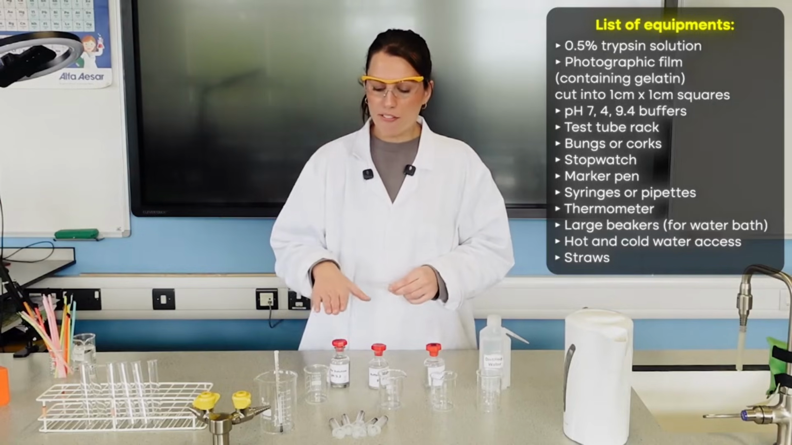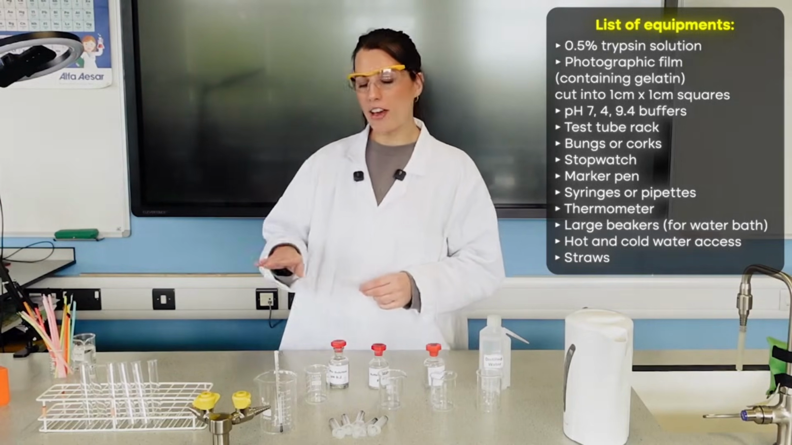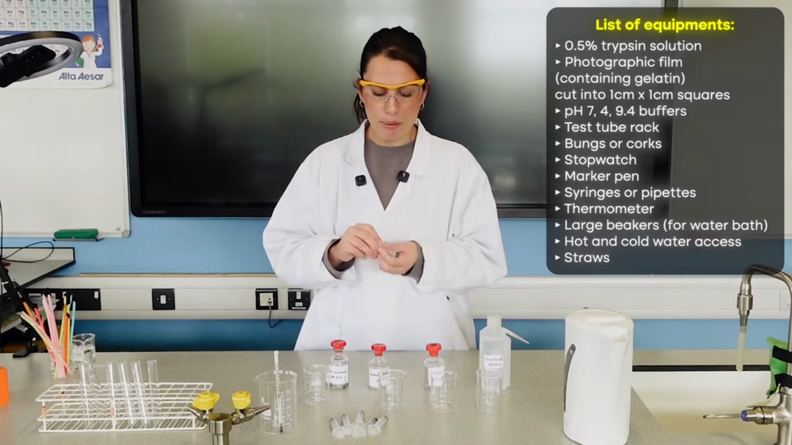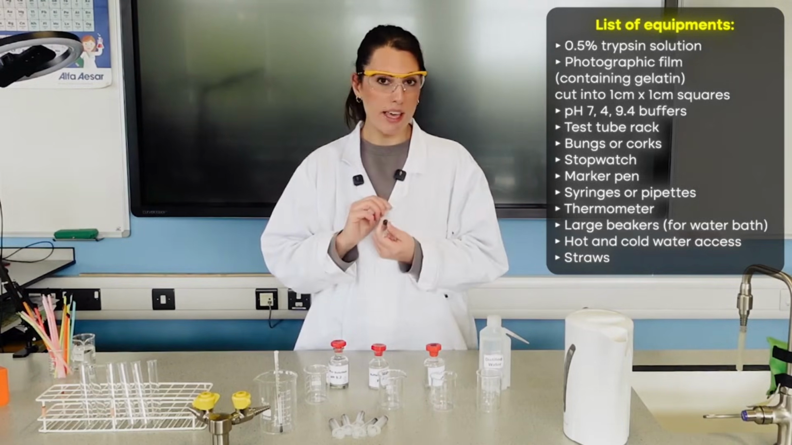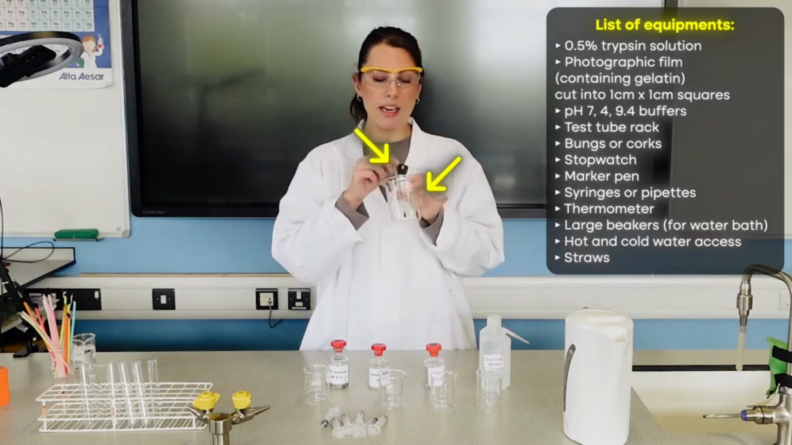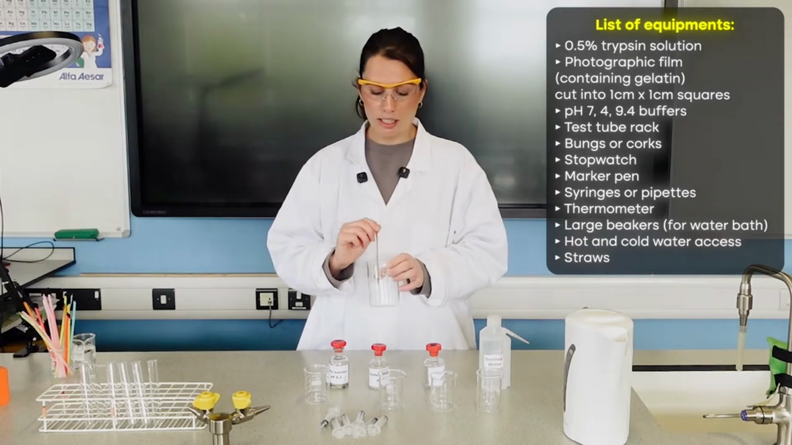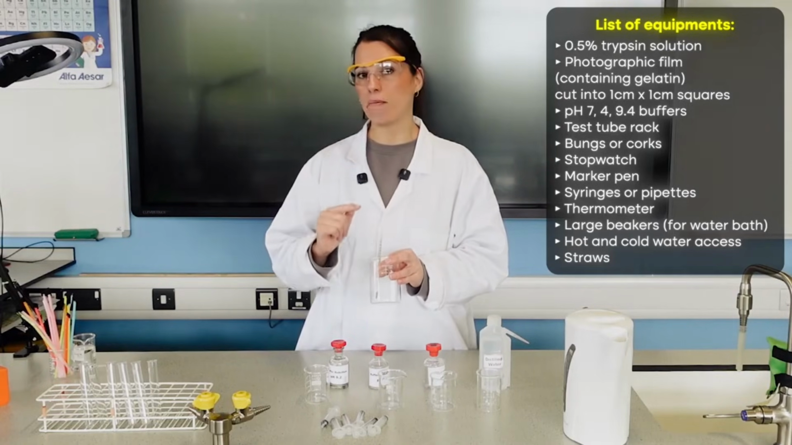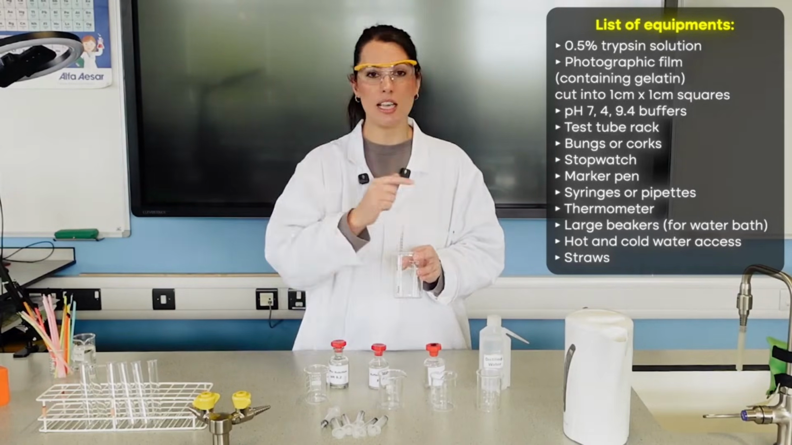I need to measure out 4 centimeters cubed of my buffer and my enzyme. So I've got 5 ml syringes so that students can practice accurately measuring with a syringe. I'm going to be controlling the temperature. So I've got a beaker and a thermometer. So I can use this to create a water bath. And I've got my thermometer so I can continually check the temperature hasn't changed throughout. And if it does, add more water.